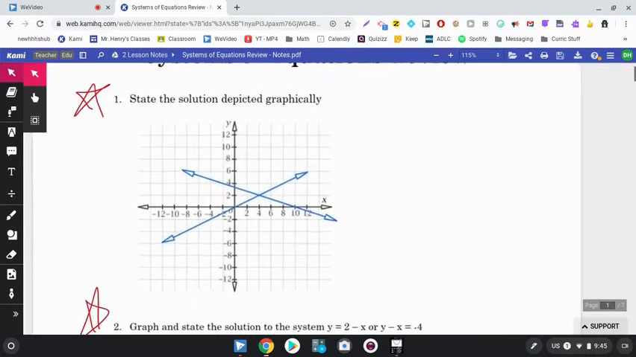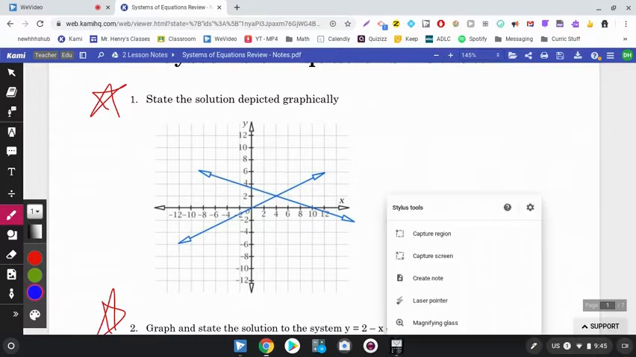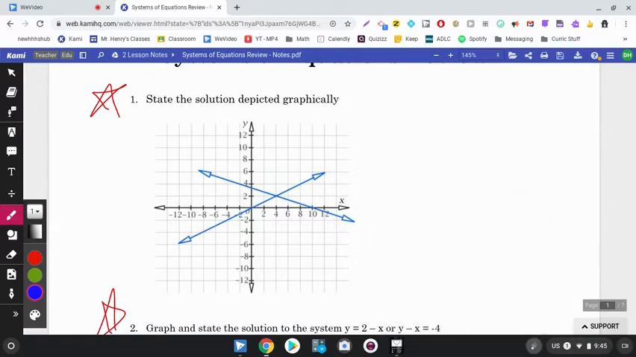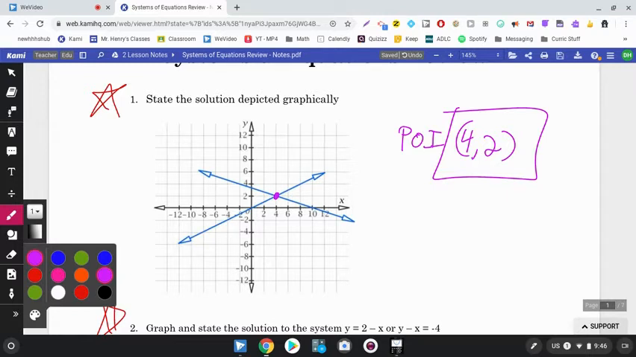So the first question says, state the solution. Well, if I'm solving a system, I am saying, tell me the x and y that is on both equations, or on both lines. In other words, tell me the point of intersection. So if I have a graph in front of me, the x and y that satisfy this system is called the point of intersection, POI. X is 4, y is 2. There you go, that's my answer. So solving graphically is my easiest way. If I ask you to solve, you look at the graph and find the point of intersection.